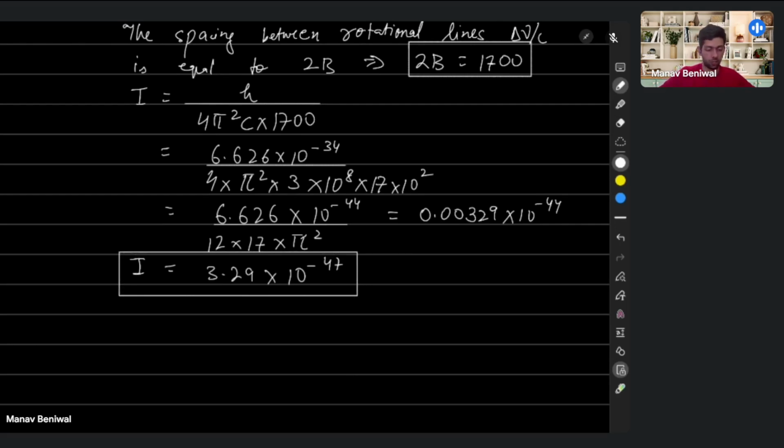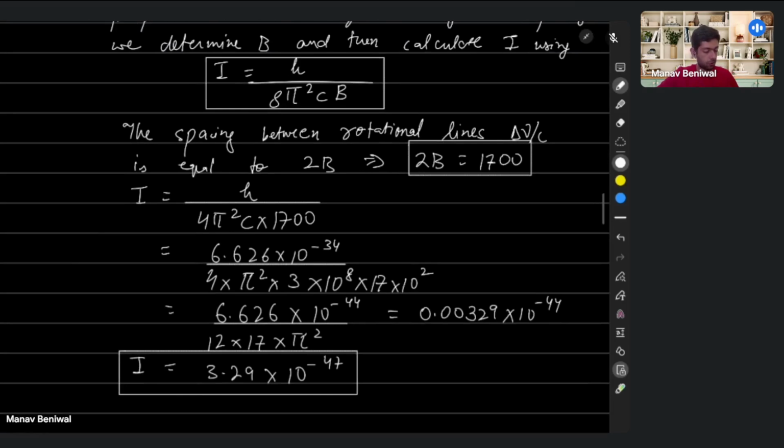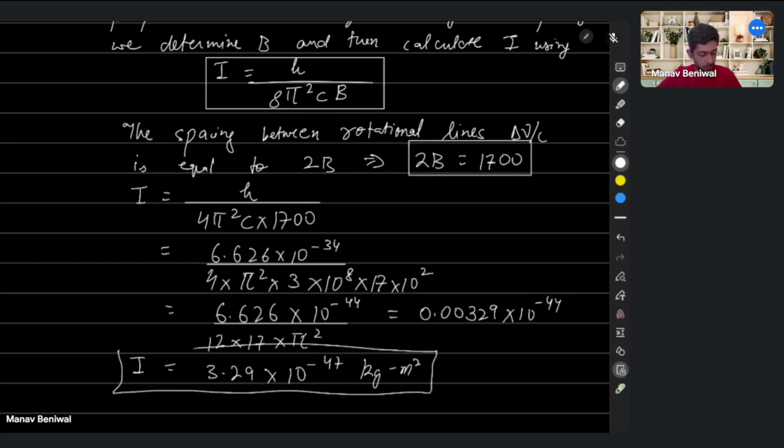3.3 into 10 to the minus 47, which is option B. Okay, I forgot to write the units. Of course, the units are SI units, which is kg meter squared. Yeah, so this is our answer.